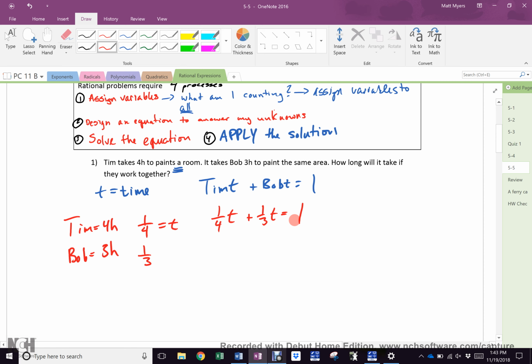Can I add those together? Not right now. Why? I need a common denominator. What is 1/4 times T? No, not 4T. What is 1/4 times T? T over 4. What is 1/3 times T? T over 3. Does everybody understand what has happened here?